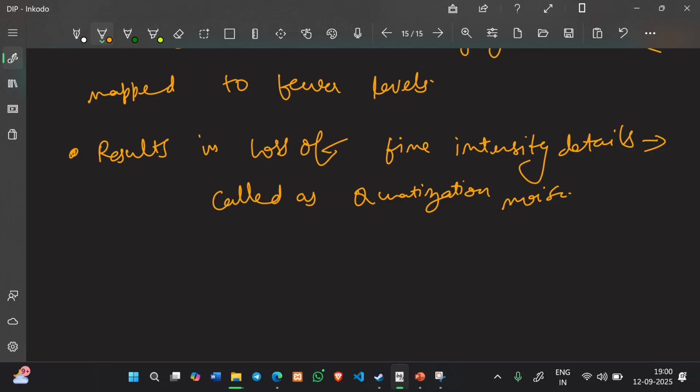In this we have understood that spatial resolution depends on sampling, which is the number of pixels, and gray level resolution depends on quantization, which is the number of intensity levels. Aliasing happens due to undersampling, and quantization error happens due to limited intensity levels. A balance is needed, since higher quality requires more storage. I hope this is clear. So that's about today's video.